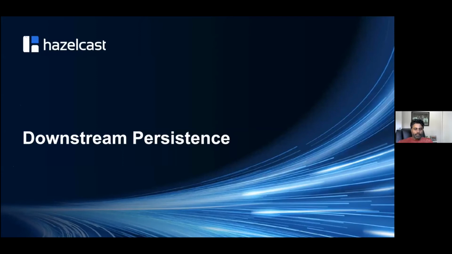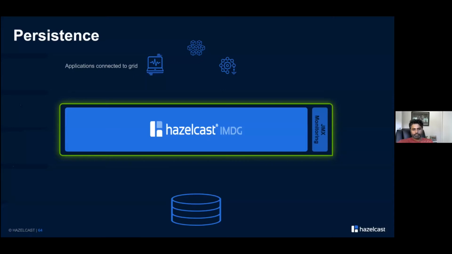Another feature is downstream persistence, which I think I've mentioned several times already. Hazelcast cluster lives happily on top of the databases, and applications only interact with Hazelcast. They write into Hazelcast and they read from Hazelcast, and whatever they write into Hazelcast can be persisted into the database. This is just a visual representation of that analogy.